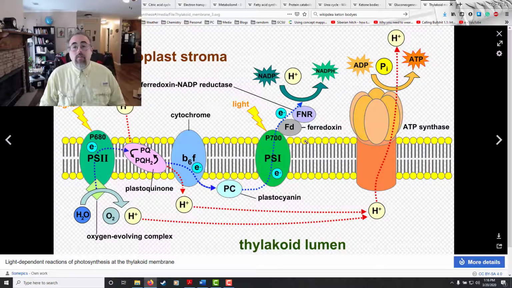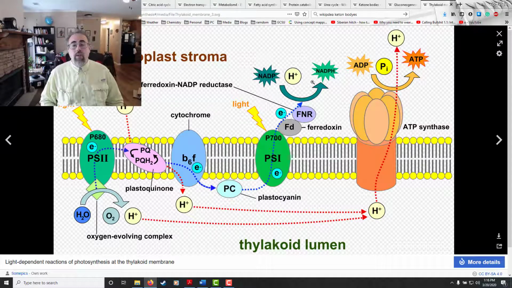Now, you will notice that whereas the mitochondrial electron transport chain started out with NAD and ended with water, we're going to start with water and we're going to end with NADPH. Remember, the P is a phosphate group attached to the bottom of it, otherwise it's the same molecule.